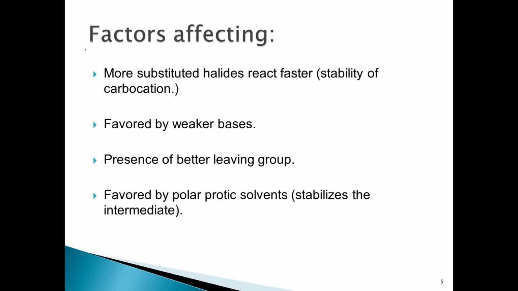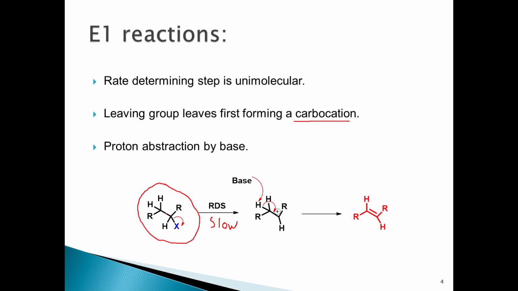Now let's look at the factors affecting it. More substituted halides react faster. This is about the stability of the carbocation. Basically, a tertiary carbocation is more stable than a secondary, which is more stable than a primary. So a tertiary carbocation, if it is formed, will be more stable. That is the only meaning of more substituted: more carbons attached. For example, in this case we had one and two carbons attached, so a secondary carbocation was generated over here. So secondary carbocations, and tertiary carbocations definitely, will give you E1 reactions.